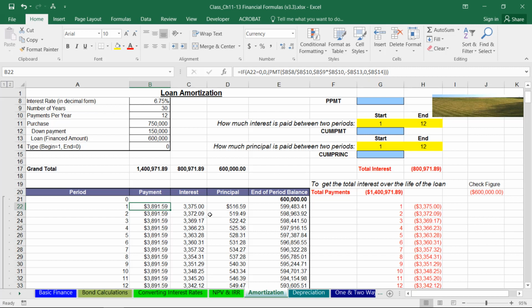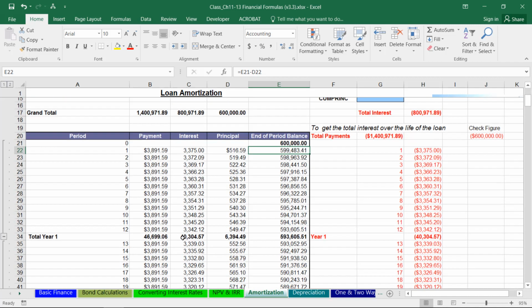That gives us a payment of $3,891.59. Now that we know the payment, we can see how much of that was interest by taking the interest rate divided by 12 times whatever the previous balance is. Gives us the interest for the period. The principal is simply taking the payment minus the interest. Now that we have paid $516.59 on the principal of the loan, we subtract that from the previous balance to give us our new balance.